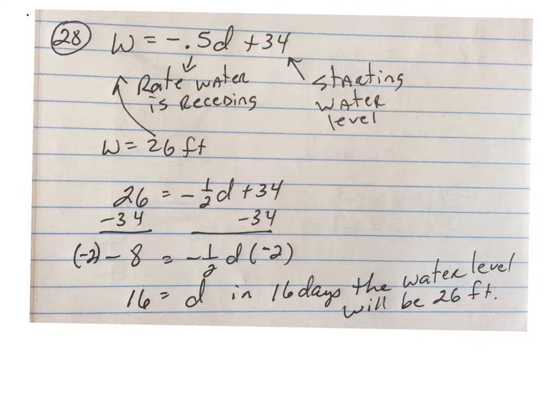basically the water level is at 34, and it's receding at 5 feet per day, or half a foot per day, sorry, so 0.5, and that's the same as 1/2.